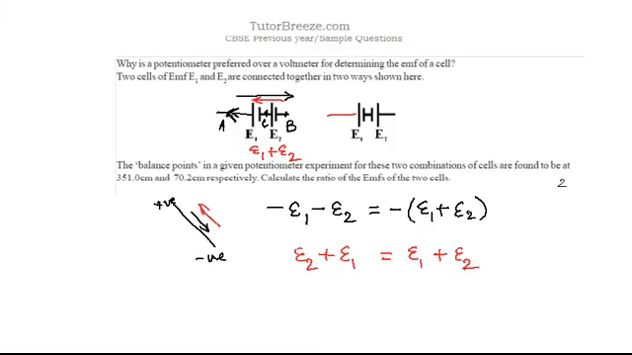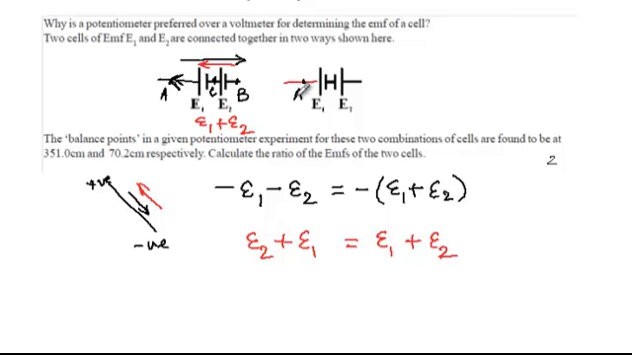Now for the next case, let us consider a point A here, B here and C over here. Let's say we are traversing the loop in this direction from A to B. As you move across the first cell from A to the point C, you're going downhill, and downhill you have a negative sign with the EMF. So this is going to be a negative sign with E1, and as you move from C to B, you are traversing from the negative terminal to the positive terminal, which means this would be positive, plus E2.